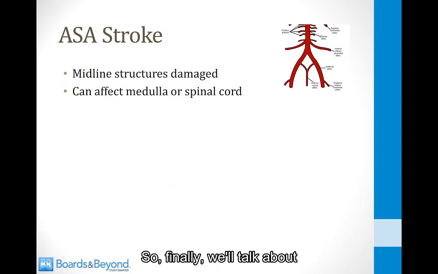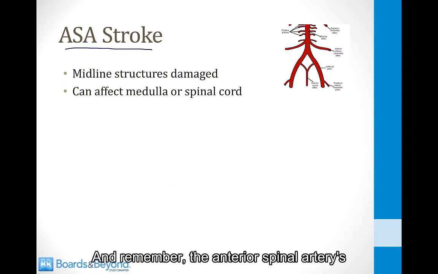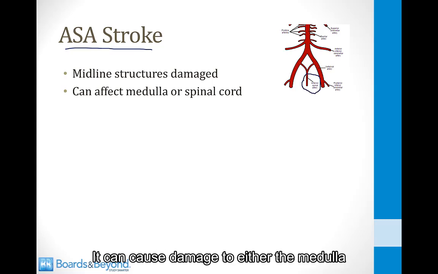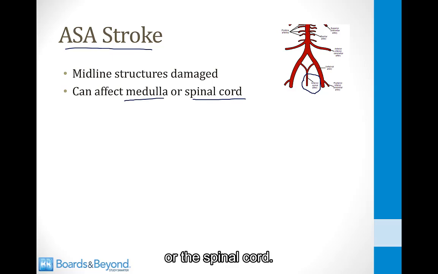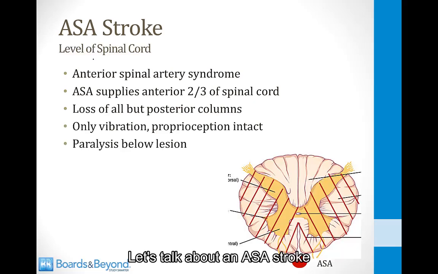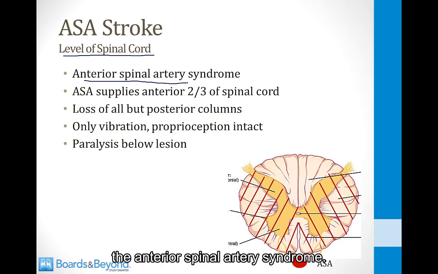So finally, we'll talk about the anterior spinal artery stroke. And remember, the anterior spinal artery is a midline structure right here. It can cause damage to either the medulla or the spinal cord, and in both cases, it's going to damage midline structures. Let's talk about an ASA stroke at the level of the spinal cord first. This is sometimes called the anterior spinal artery syndrome.